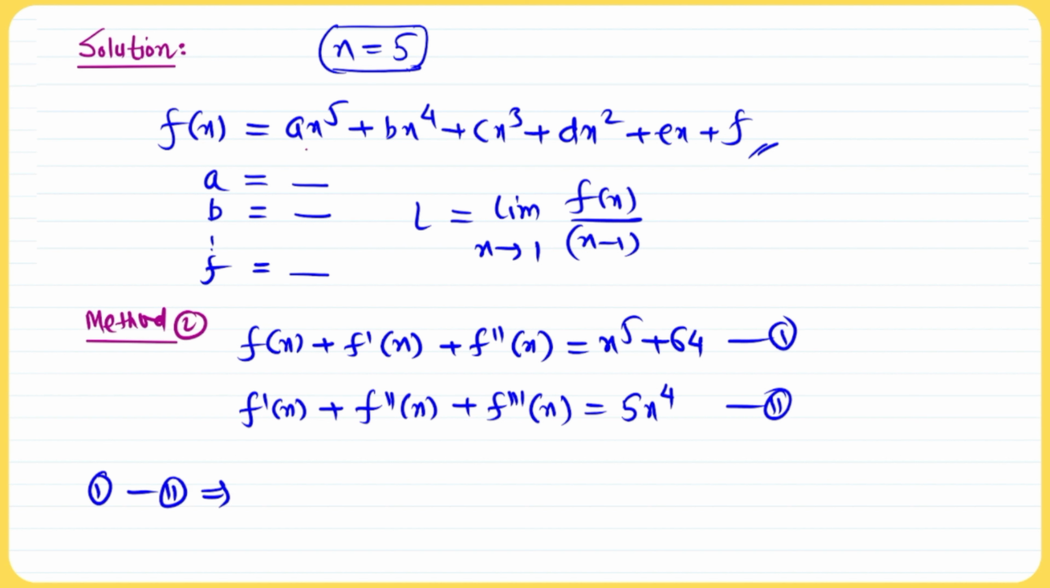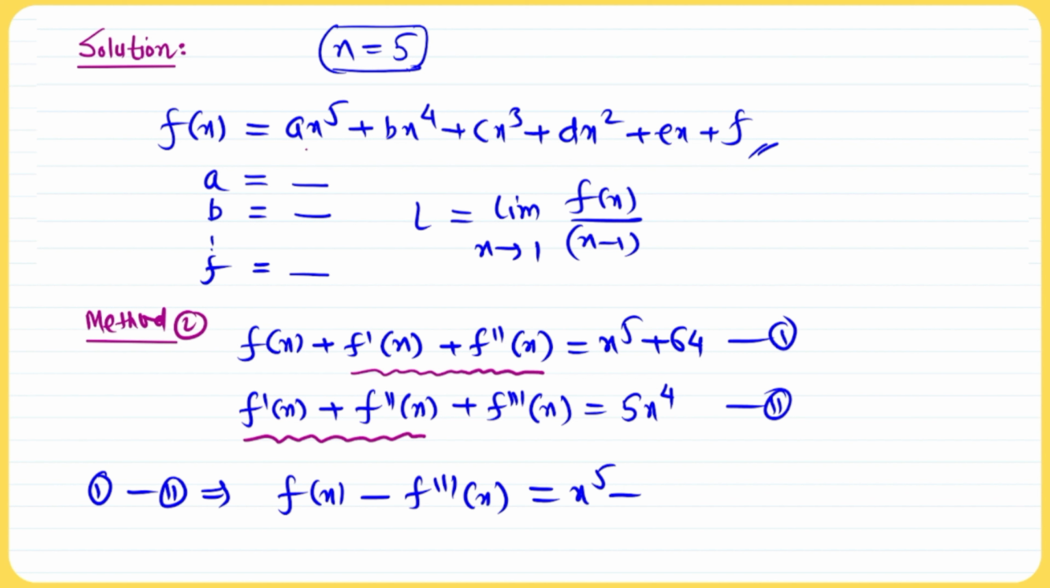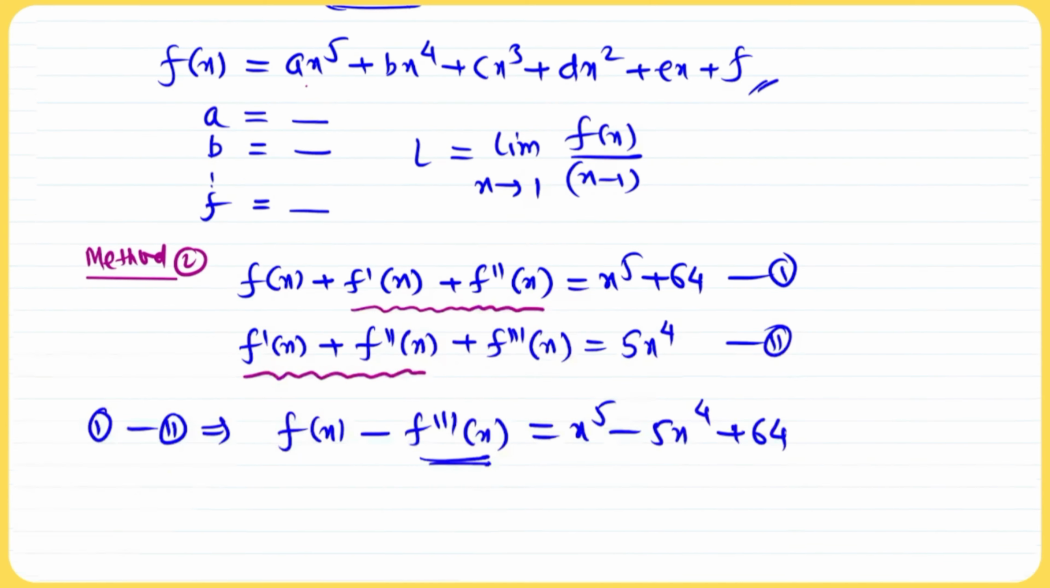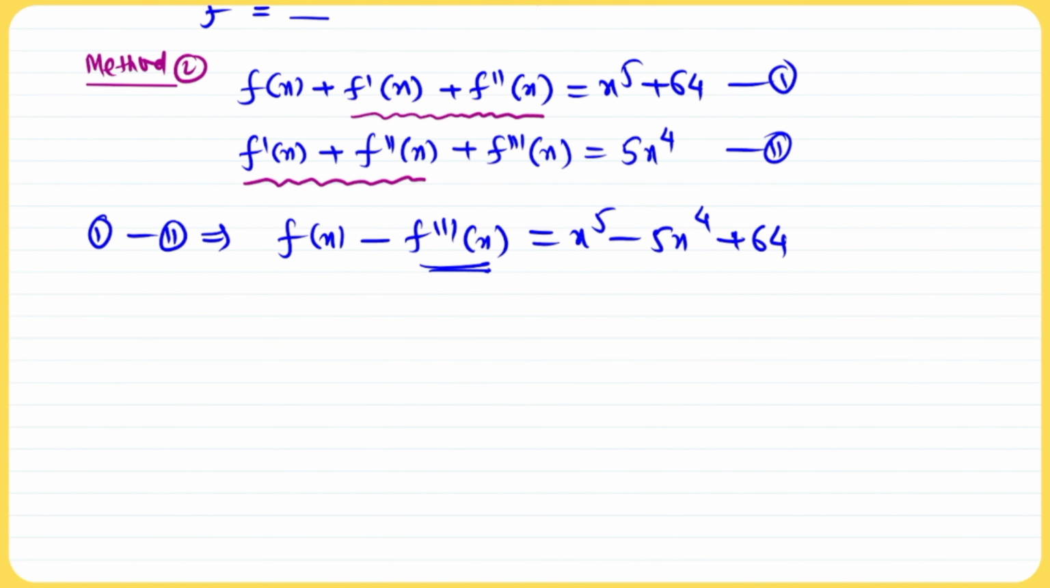So if we do 1 minus 2, you can clearly see that these two terms will cancel. f dash x and f double dash x, these two will cancel. So basically the equation that you will get is f(x) minus f triple dash x, and this will be x raised to 5 minus 5x raised to 4 plus 64. And now all we have to do is find this f triple dash x, and then we can easily get our function f(x). So now the next step will be differentiate this third equation 3 times so that we can get f triple dash x, right?